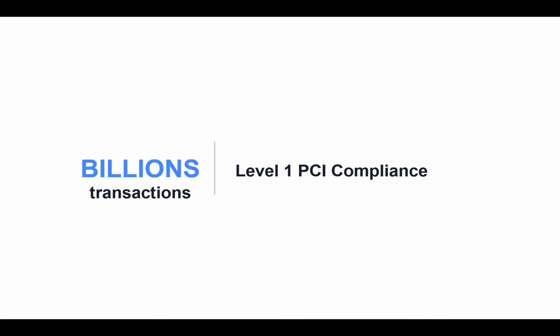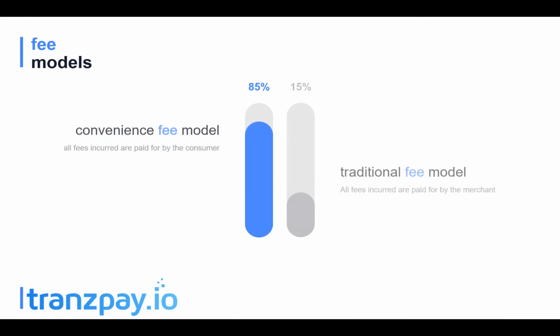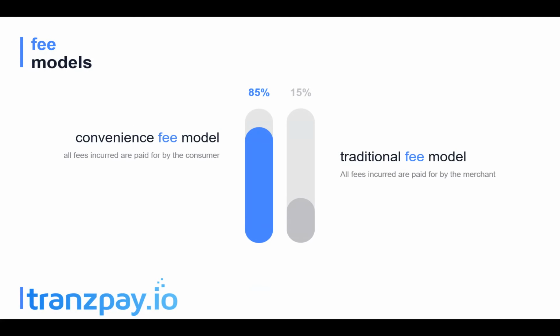Again, we process billions of dollars every single year. We are level 1 PCI compliant. And we have a couple of different fee models to save you some money. The first, and probably our most popular, is our convenience fee model. About 85%, actually closer to 87%, of our agencies or insurance partners use this model.